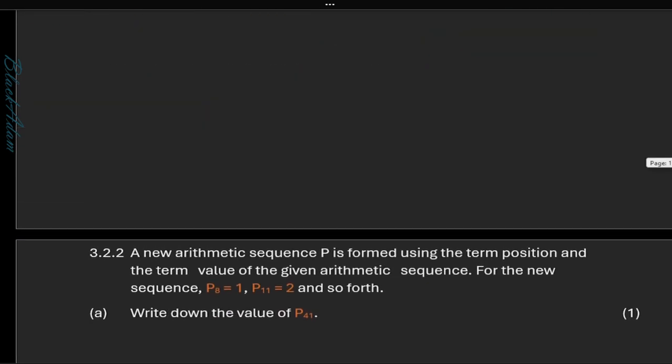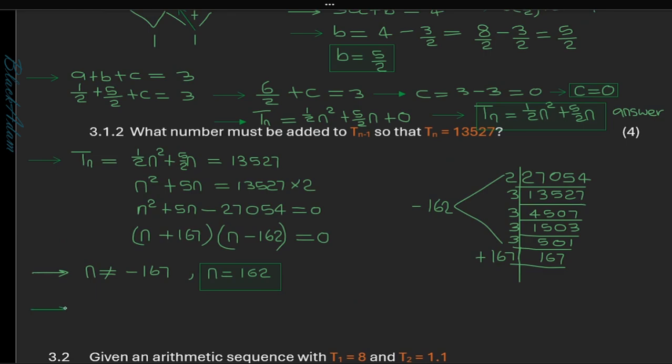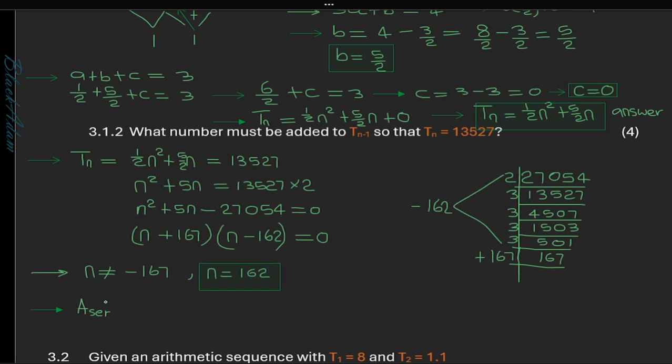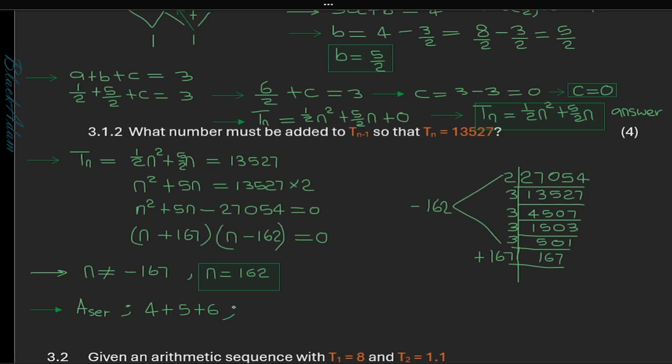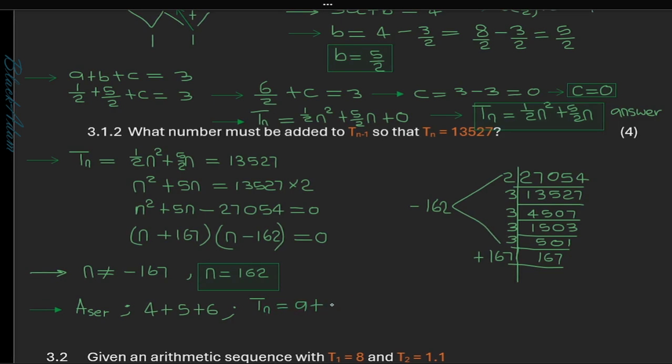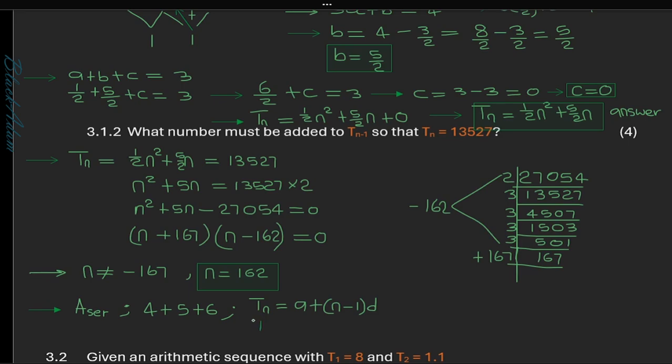And then from there we conclude that we have an arithmetic sequence, arithmetic series or whatever. And then we have 4 plus 5 plus 6. So we know that our Tn's equation is a plus n minus 1 d. Okay, that's the general equation.